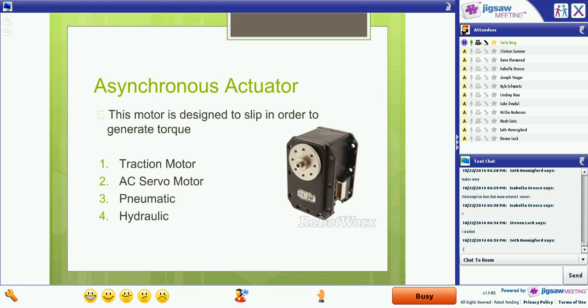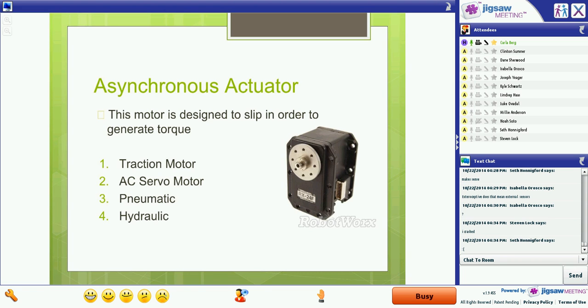The other type of actuator is an asynchronous actuator. Now, an asynchronous actuator is a type of electric motor that's designed to slip a little in order to generate the torque. So here's a picture. And there are 4 types of these motors. The first one being a traction motor.